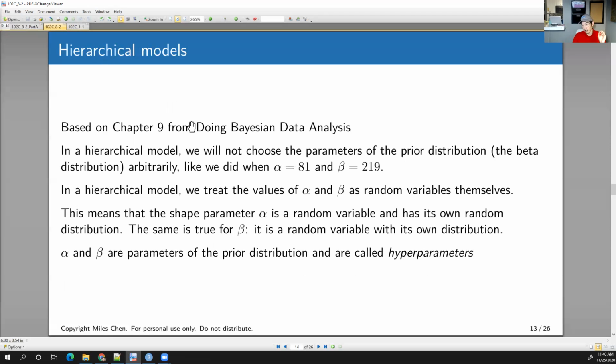We're going to treat alpha as a random variable. We're going to treat beta as a random variable, okay? So rather than me saying I want to pick 81, I'm going to draw a value for alpha from some kind of random distribution or some kind of random process, okay? And rather than choosing beta is 219, I'm going to draw beta from some kind of random distribution. And so these are now treated as random variables with their own random distribution. So we say the hyperparameters, alpha and beta, have their own kind of prior distribution.